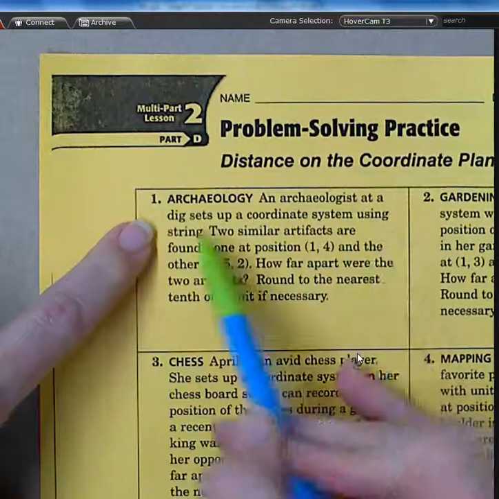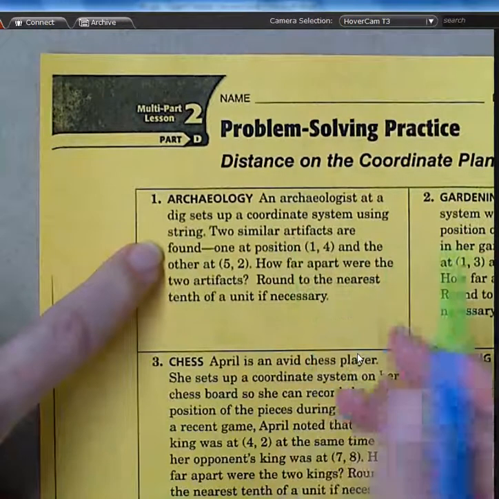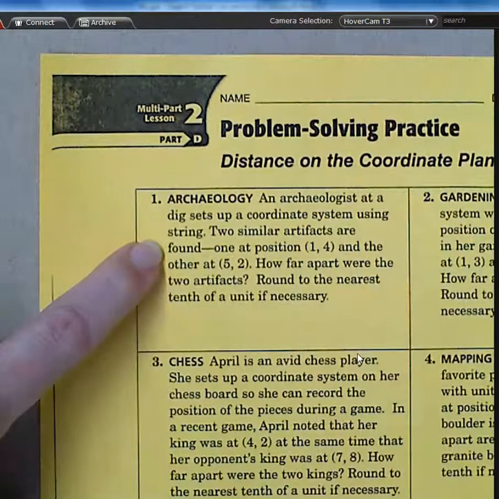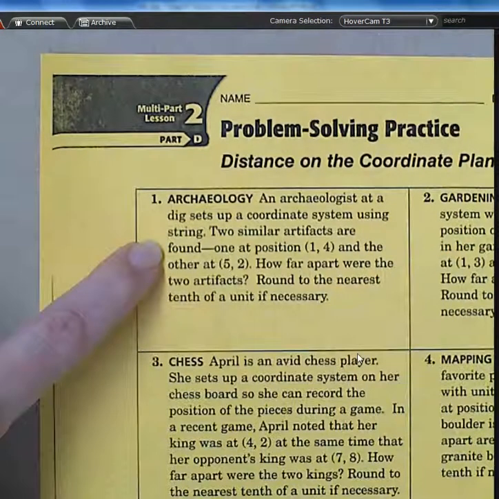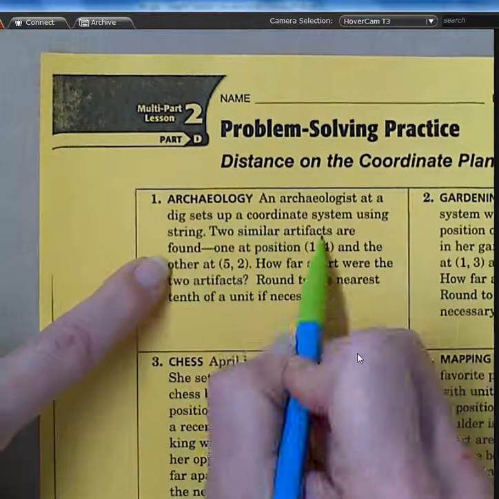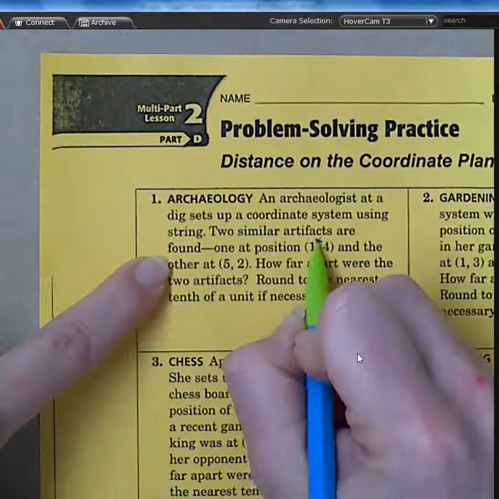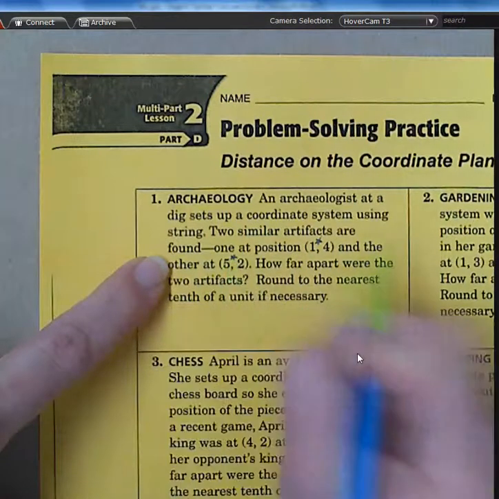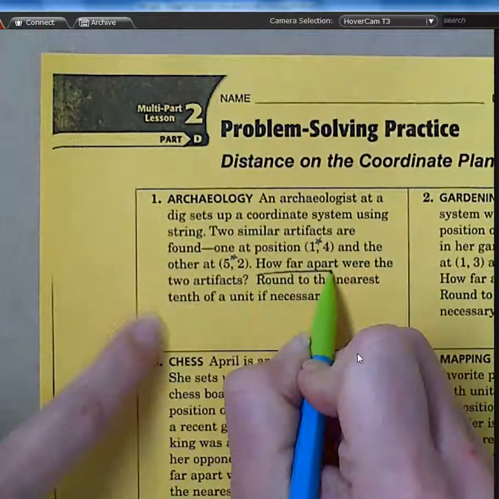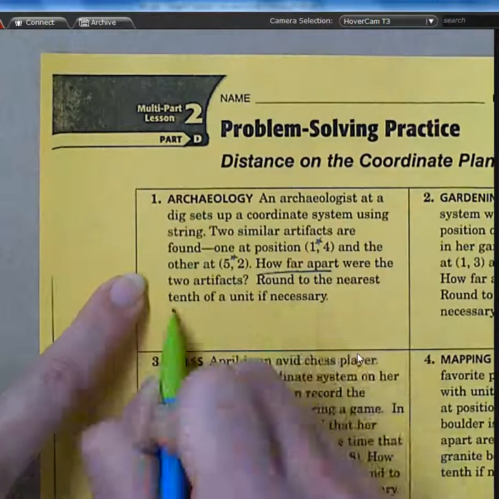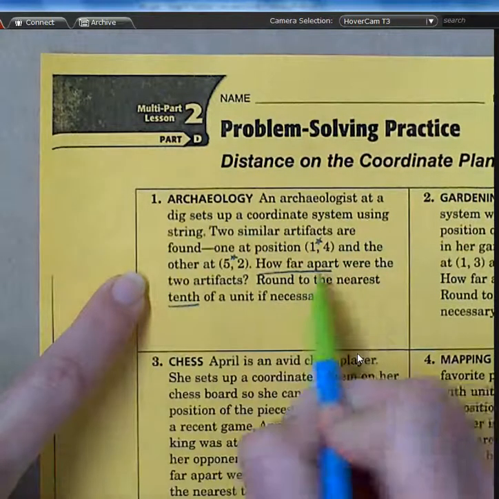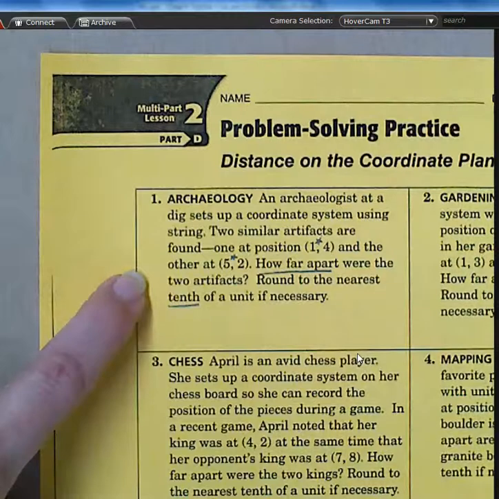Archaeologists really do set up a coordinate system using strings so they can keep track of where stuff comes from, because sometimes its location matters. 2 similar artifacts are found at position 1, 4 and at 5, 2. How far apart are they? Round to the nearest 10th. When you see the keywords how far apart, what are we looking for? We're going to use the Pythagorean theorem because we're looking for a distance. And we're going to look for the hypotenuse.